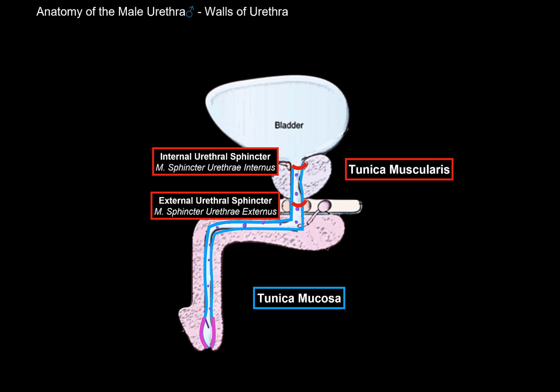The next layer is called the tunica muscularis, which is a muscle layer that forms sphincters. These are the internal urethral sphincter and the external urethral sphincter. The internal urethral sphincter is made up of smooth muscle fibers, while the external one is made up of skeletal muscle fibers of the perineum, meaning that this sphincter is a voluntary type of sphincter, so you can voluntarily close and open it. So that's all I had for the male urethra.